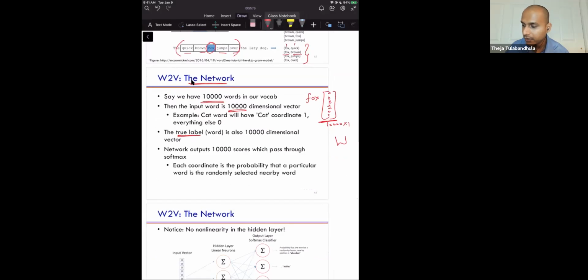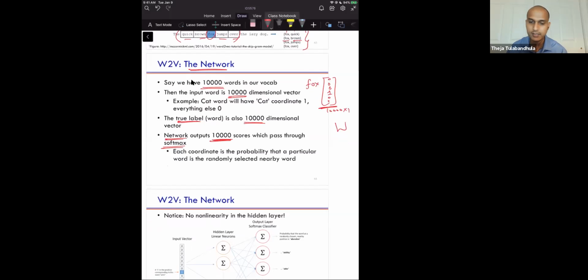The true label is also a 10,000 dimensional vector. Remember, we are doing classification, and as I said, the output scores will be 10,000 dimensional. So one of those coordinates should be 1 in the true training data. Your neural network has to output 10,000 scores, and you can pass it through a softmax operation. Each coordinate of the output represents the probability that this particular word is the randomly chosen nearby word, the actual nearby word we had in a specific training example.